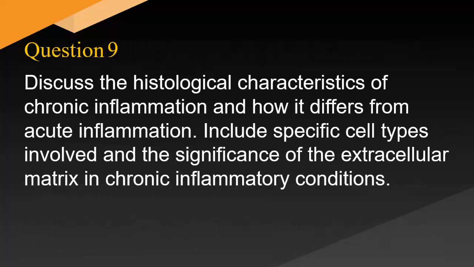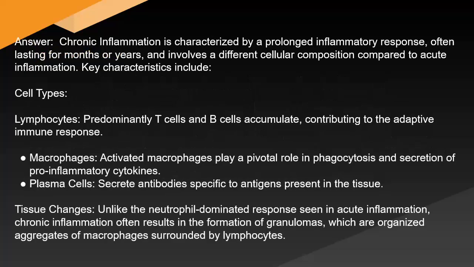Discuss the histological characteristics of chronic inflammation and how it differs from acute inflammation. Include specific cell types involved and the significance of the extracellular matrix in chronic inflammatory conditions. Answer: chronic inflammation is characterized by a prolonged inflammatory response, often lasting for months or years, and involves a different cellular composition compared to acute inflammation.